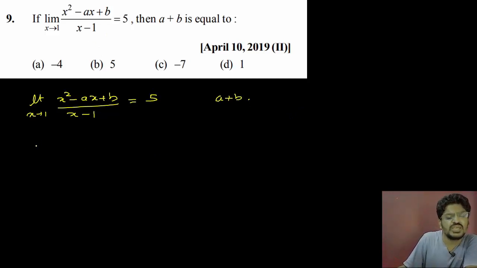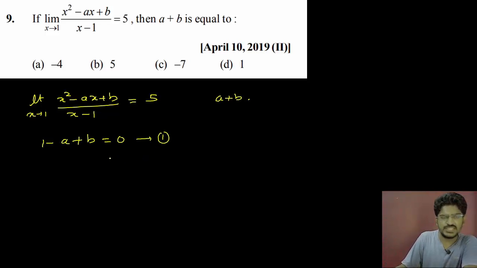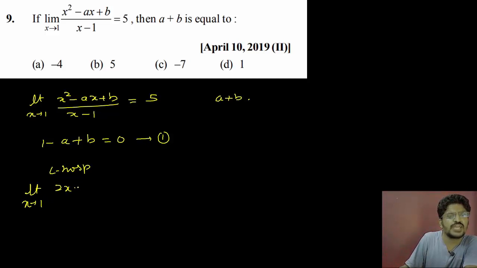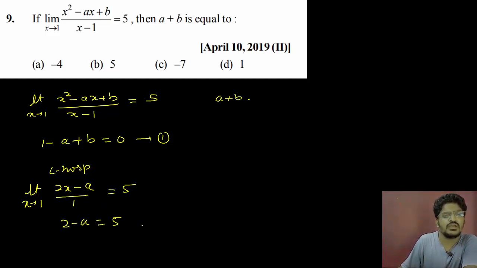Quickly, just see at x equal to 1 what happens. 1 minus a plus b will be equal to 0. Take this as equation 1. Now by L'Hospital rule, you can write limit extending to 1 of 2x minus a divided by 1 equal to 5. X is 1, so 2 minus a equal to 5, and you can just see a will be equal to minus 3.